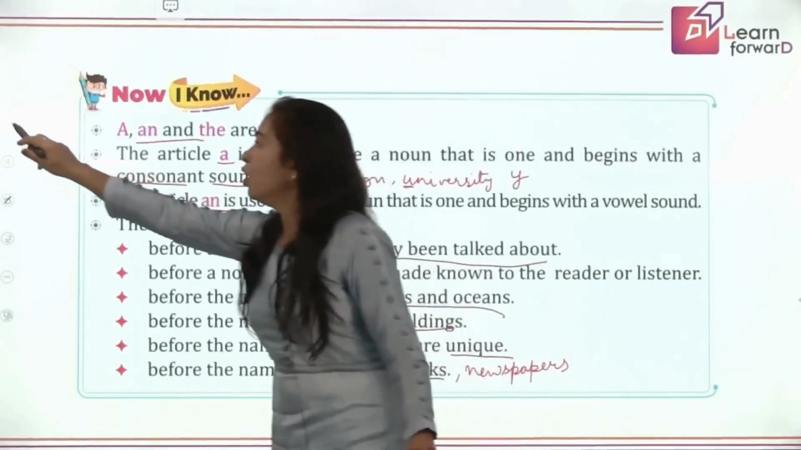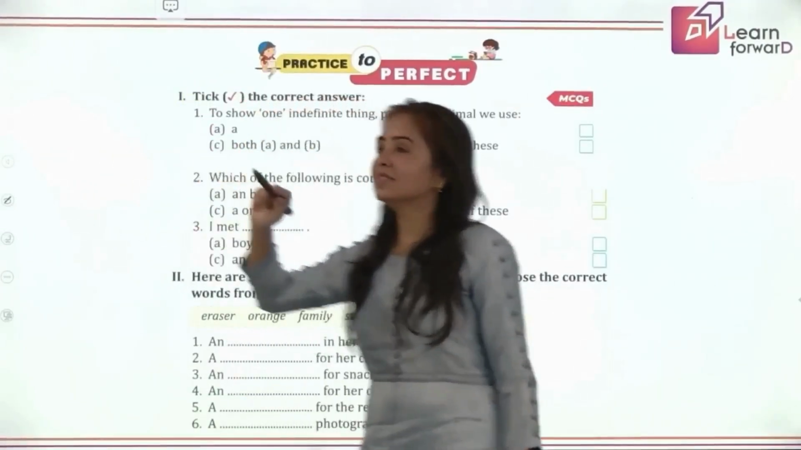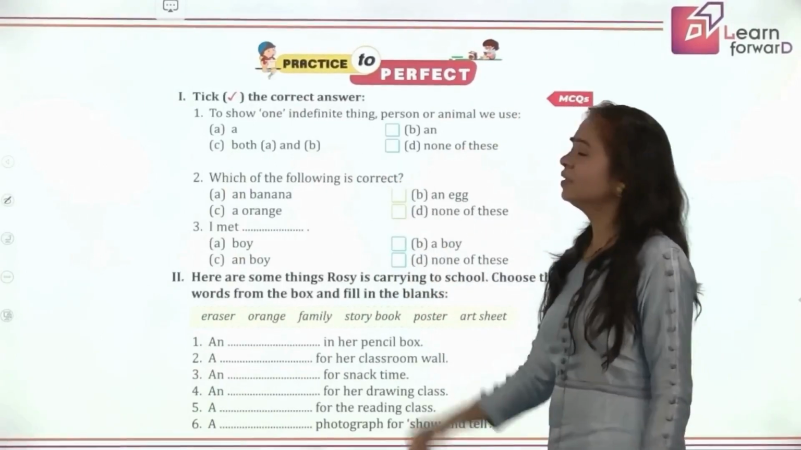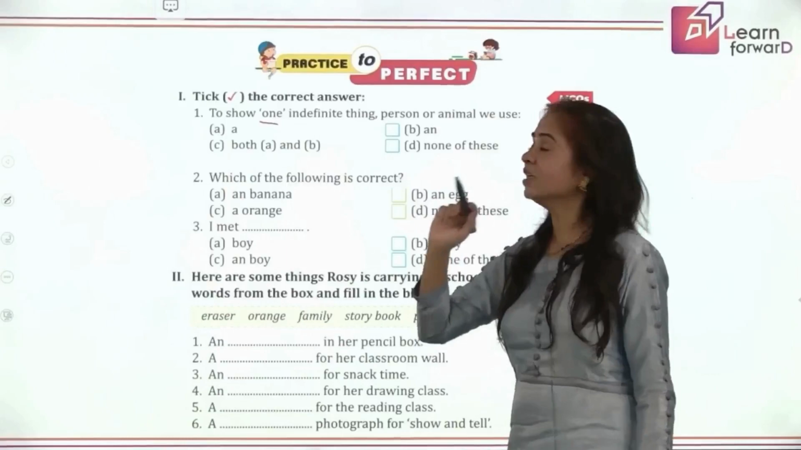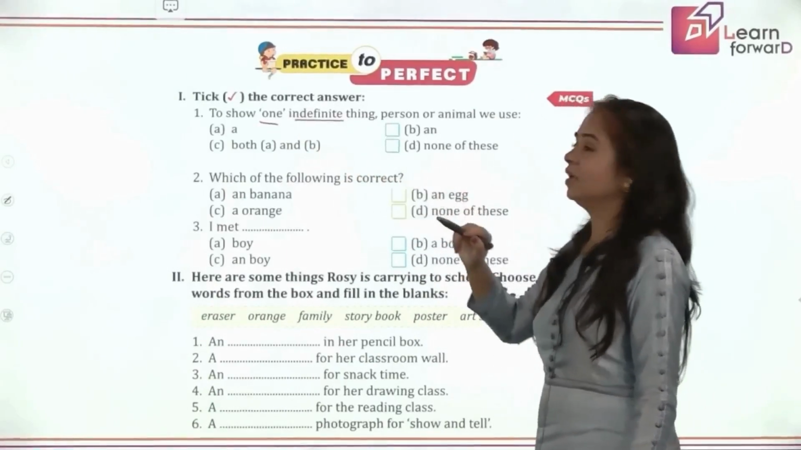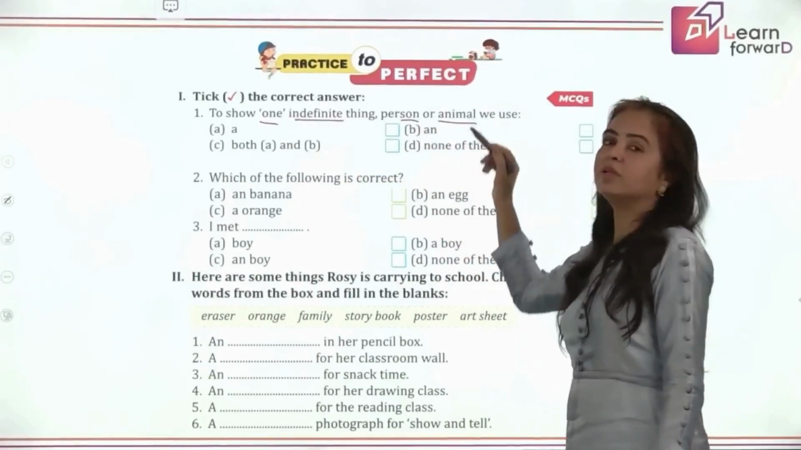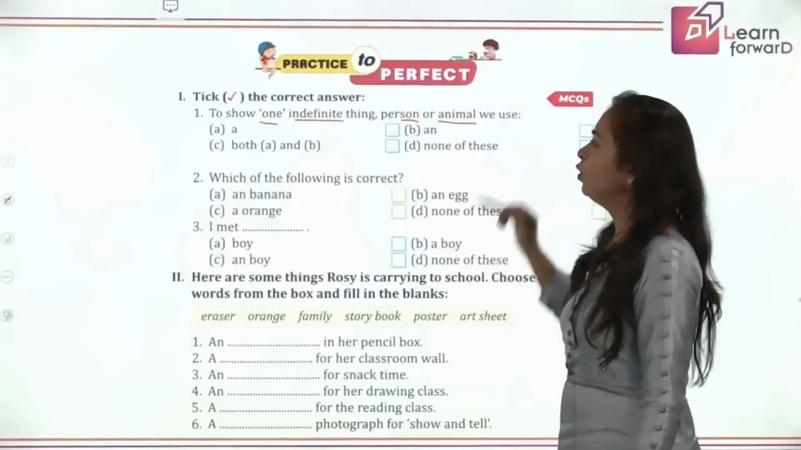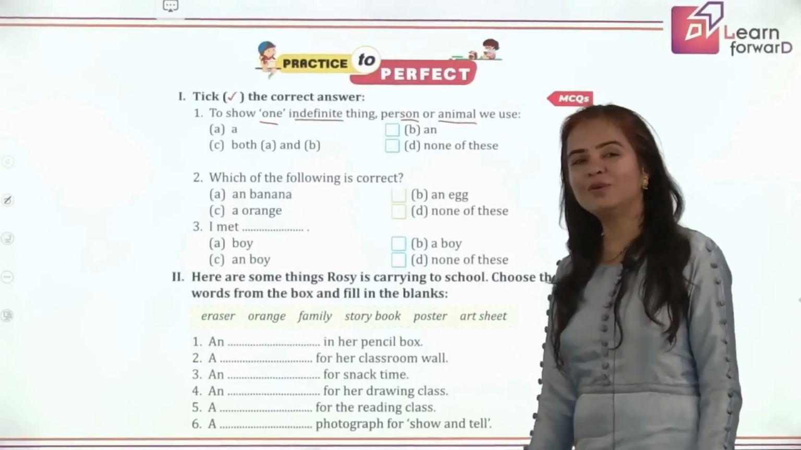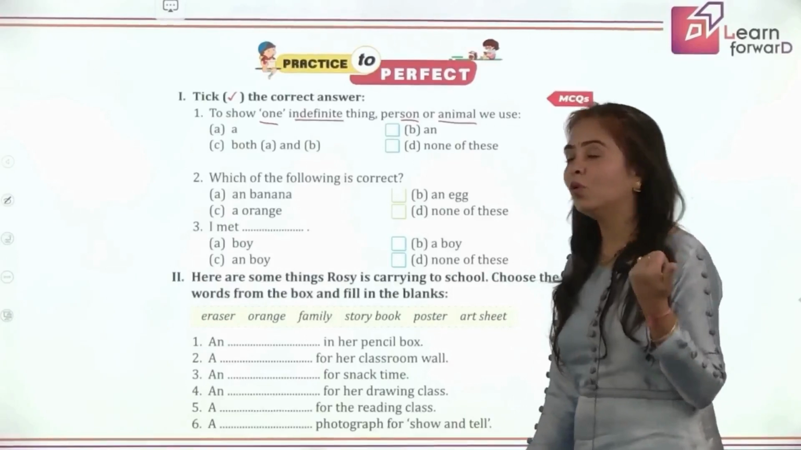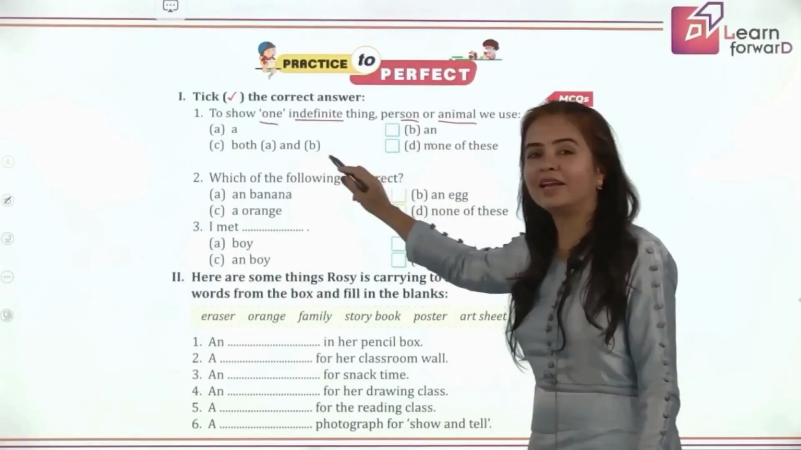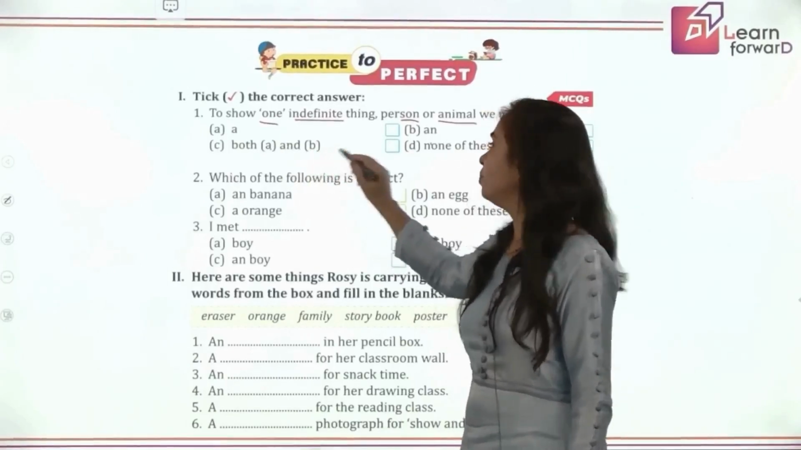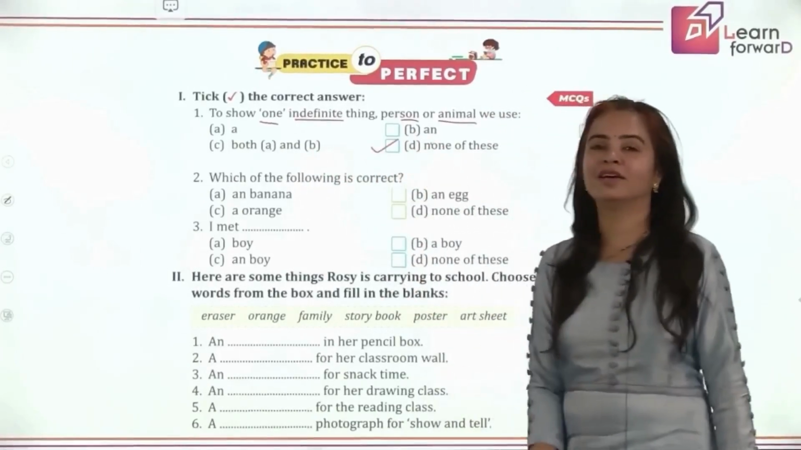I hope you all have understood. Let's quickly do an exercise here. Choose the correct answers. To show one, that means a singular, indefinite thing, person or animal, that means singular nouns, what do you use? We use "a" and "an" both. Yes, so this is also correct. This is also correct. Next we have both A and B. So this is your correct option.